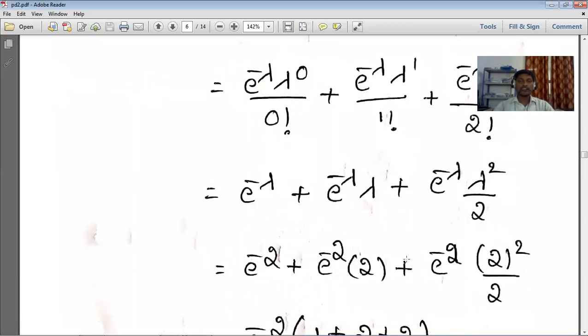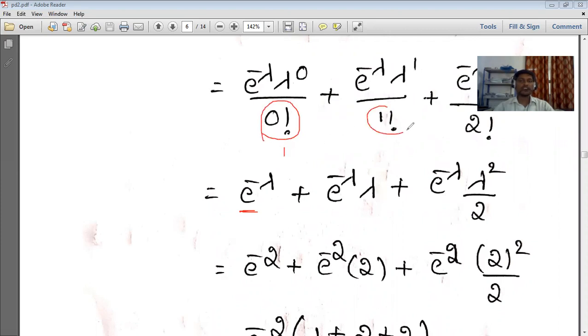Here e^(-λ) λ^0 is nothing but e^(-λ), since λ^0 is 1. Next e^(-λ) into λ^1 is λ. And 0 factorial is 1, and 1 factorial is also 1. Next 2 factorial is 2. Anything divided by 1 is as it is. So we wrote e^(-λ), e^(-λ) into λ, and e^(-λ) λ^2 by 2.